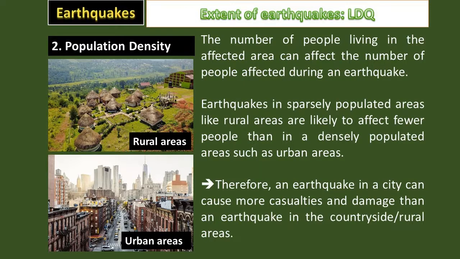The second factor will be population density. The more people living in an area, the more damage that can occur during an earthquake. Urban areas like cities would have a densely populated area, and when an earthquake occurs, there will be more damage and casualties.